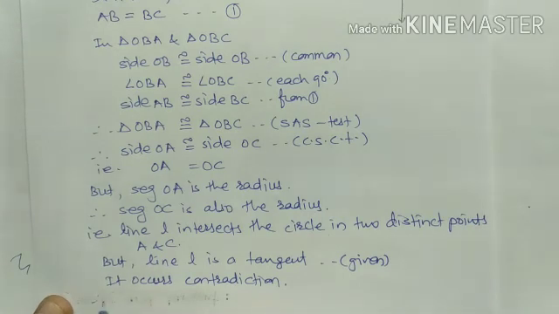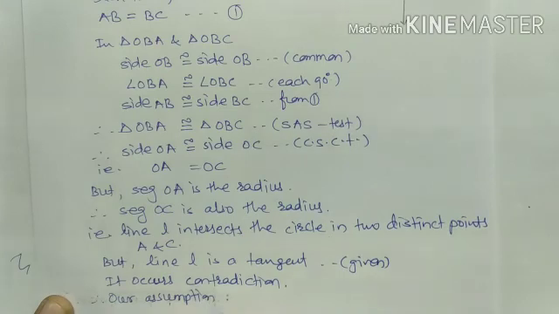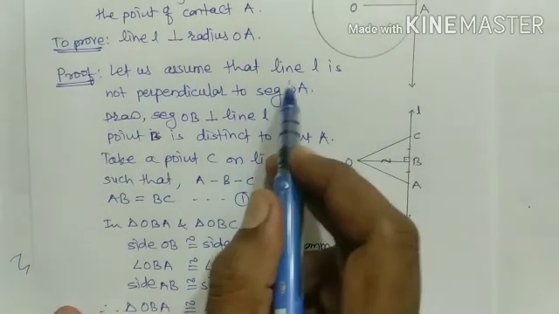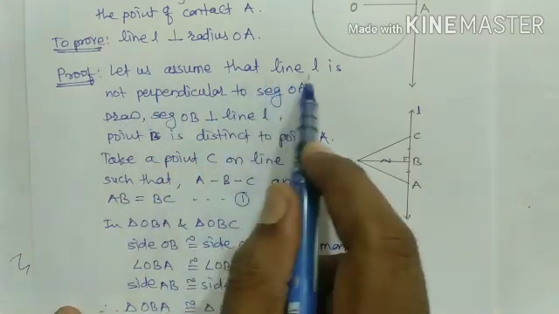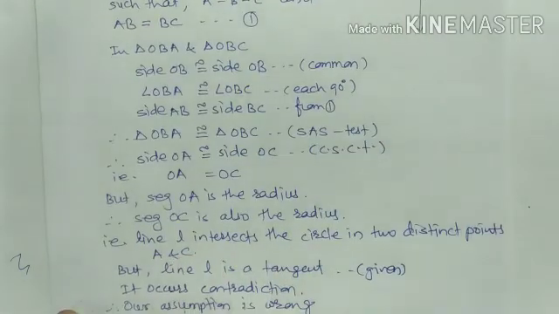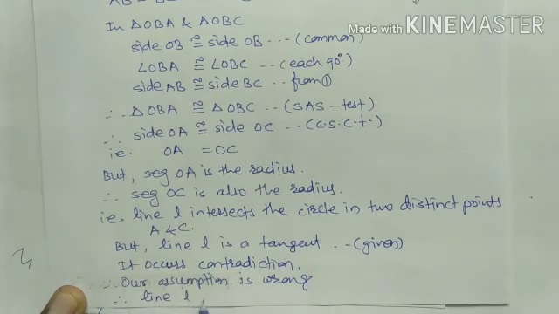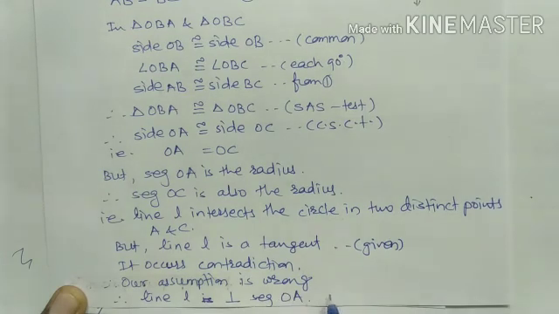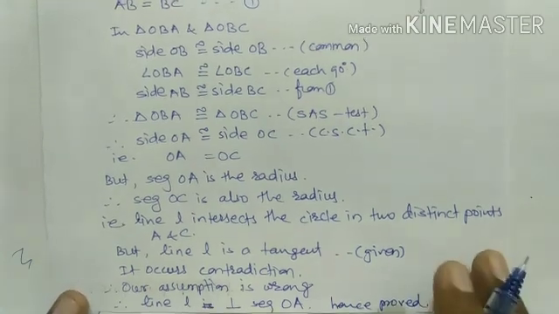Therefore our assumption is wrong. What did we assume? We assumed that line L is not perpendicular to segment OA. Then if this is wrong, line L is perpendicular to segment OA, and therefore line L is perpendicular to segment OA and hence proved. That is what we had to prove, and it is proved.